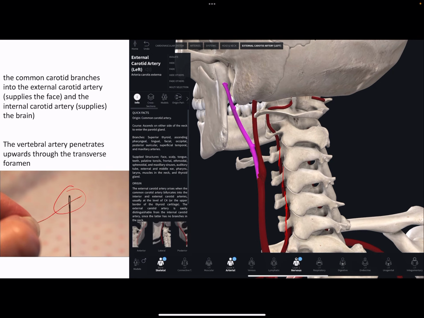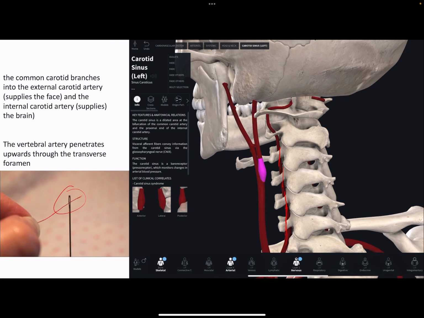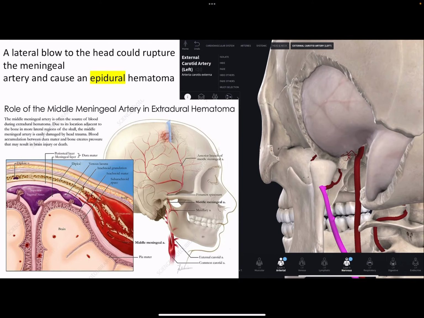Common carotid, external, as promised, internal, and boom, carotid sinus for the glossopharyngeal nerve, and then the vertebral. Cool. Lateral below the head, you don't want to get here. This is where we have our middle meningeal artery. If this ruptures, you get epidural hematoma, which is not a good thing. It comes off of the maxillary artery, which is itself a branch of the external carotid.